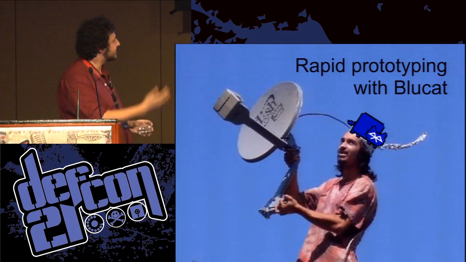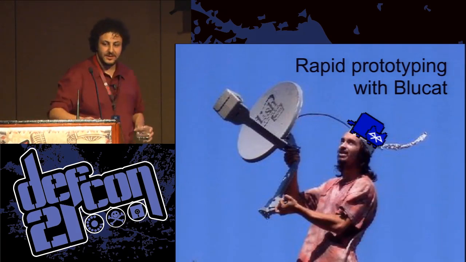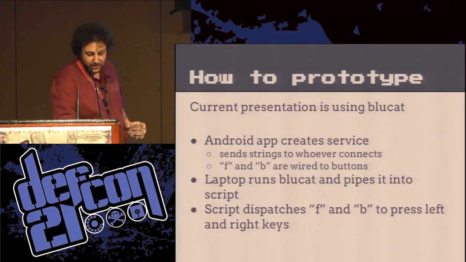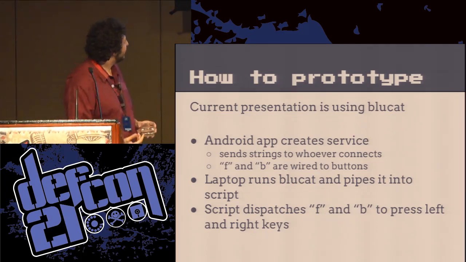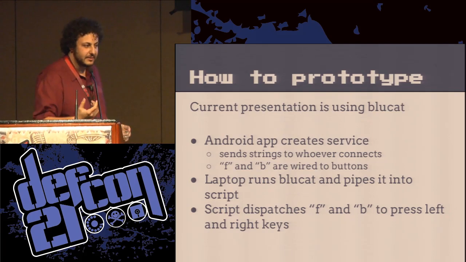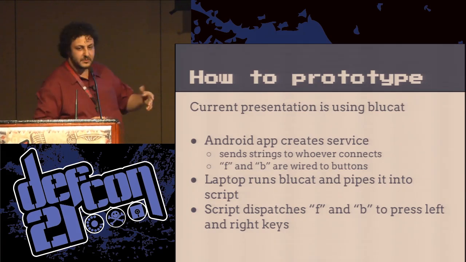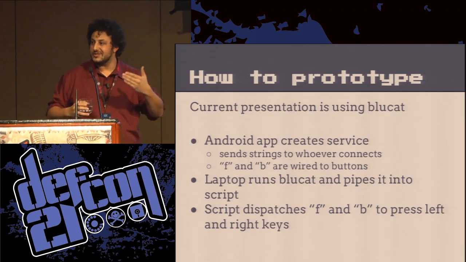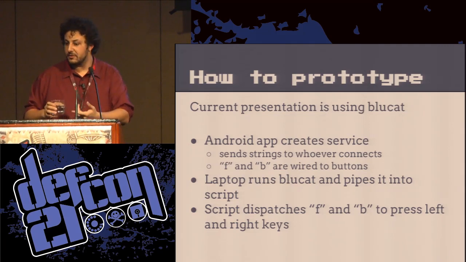All right, so the next section is rapid prototyping with Blucat. So if you just want to make something really quick with bash scripts, right? So how to prototype. This presentation was supposed to be given with a Bluetooth presenter where the only thing on the phone would be an app that just sends characters over a socket, right? So I press a button, it just sends a B or an F, right? And then on a laptop, there's something that's listening and it goes into a script that's dispatching all the characters as they come in, and will respectively press back or forward to move my slides.